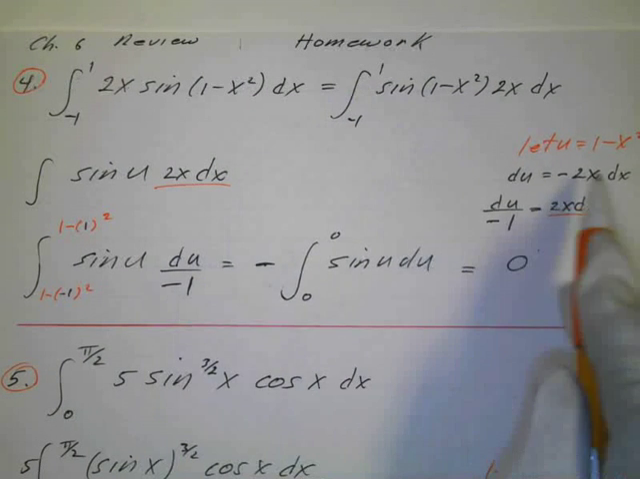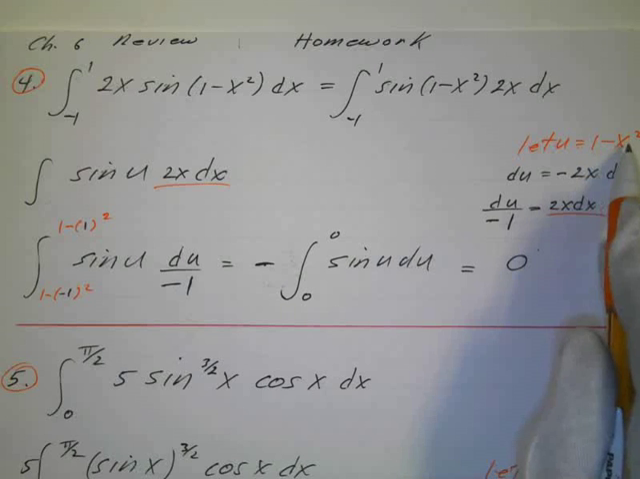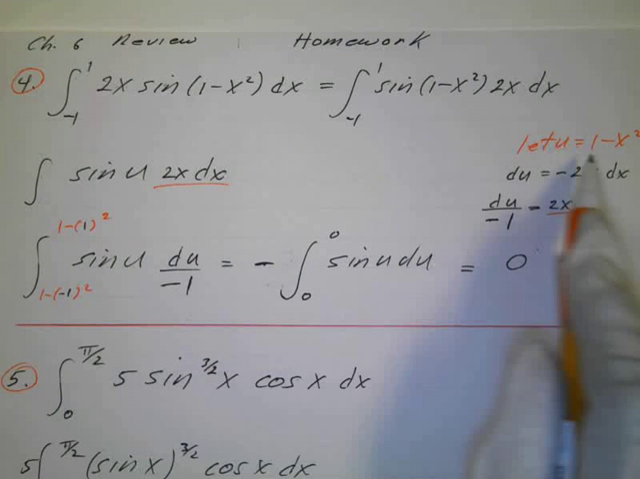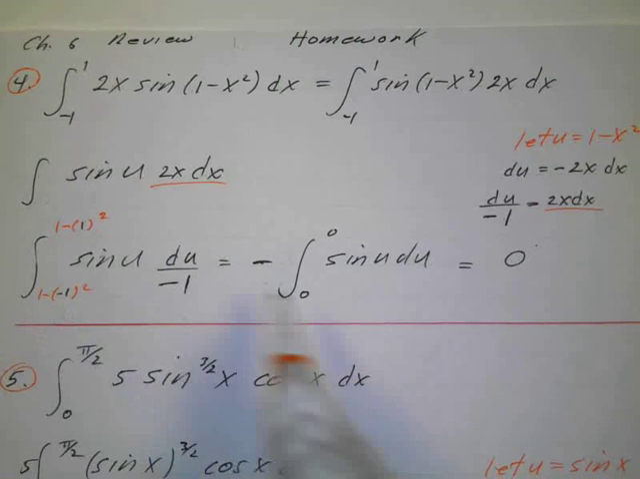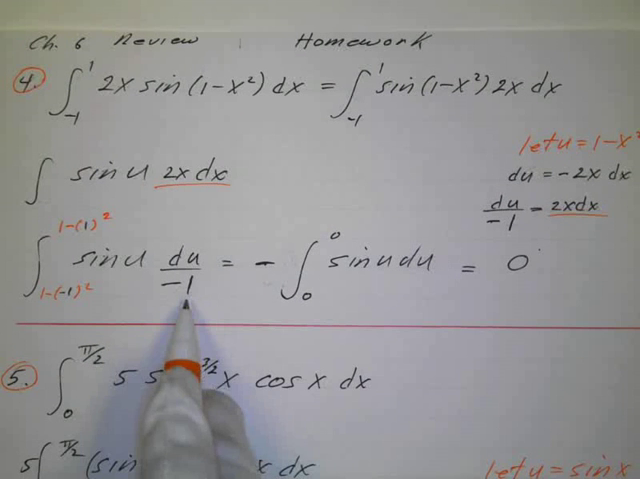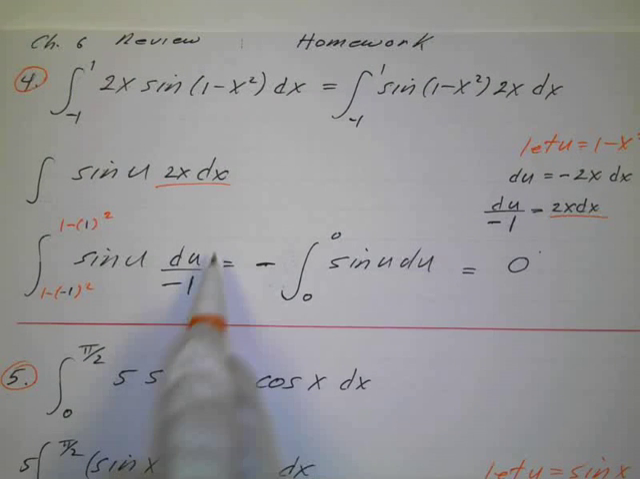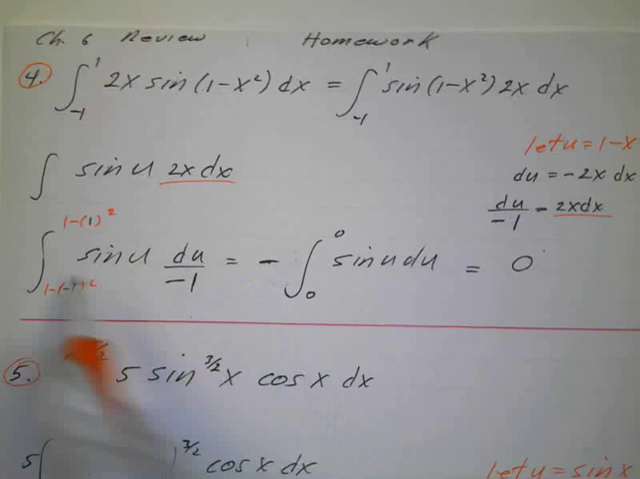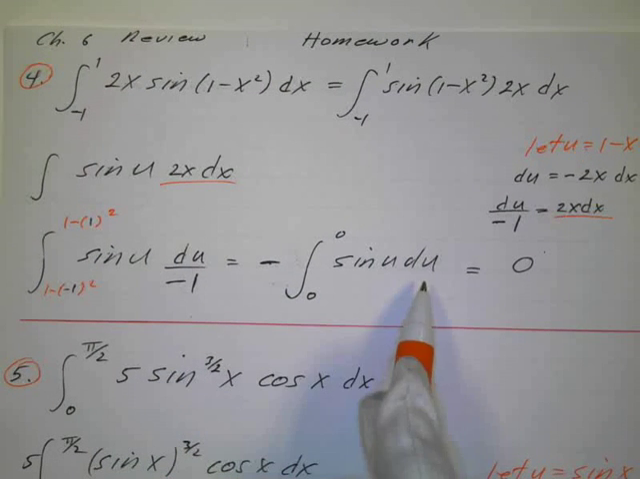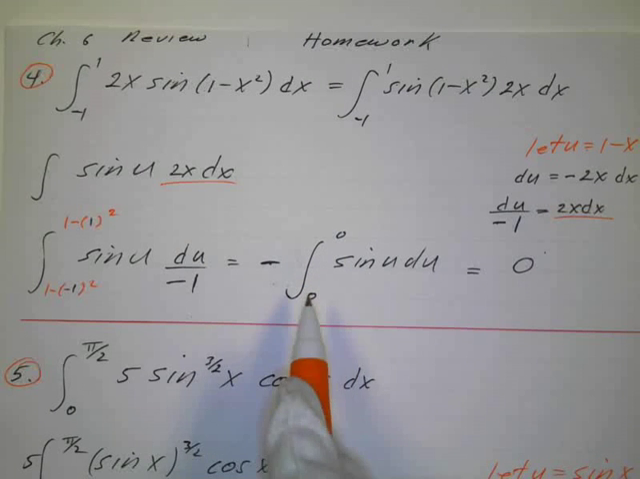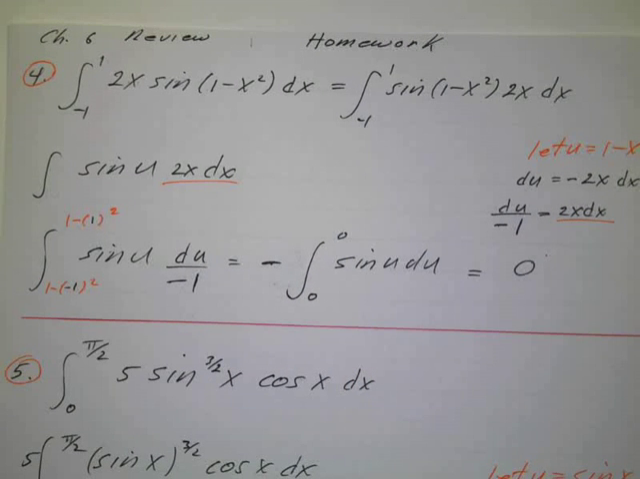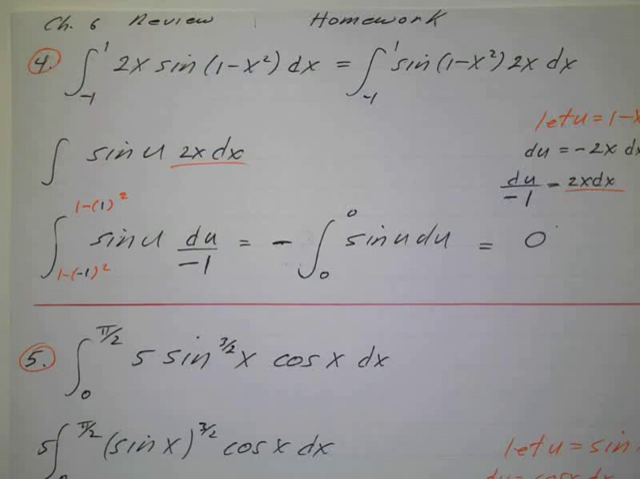And then when I change my limits, I've got 1, and then 1 minus 1 squared is 0. And then I have -1, but 1 minus -1 squared is also 0. I put this du over -1 just for completeness. In fact, this is out, but I end up with the integral from 0 to 0 of the sine of u du. Doesn't matter anymore. The integral from 0 to 0 is 0. That's pretty much a done deal there.